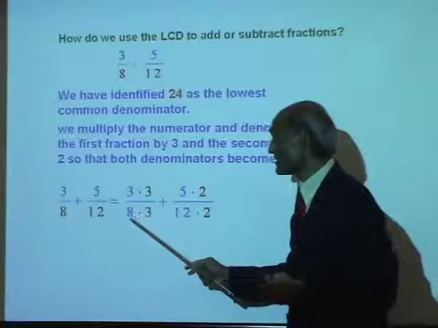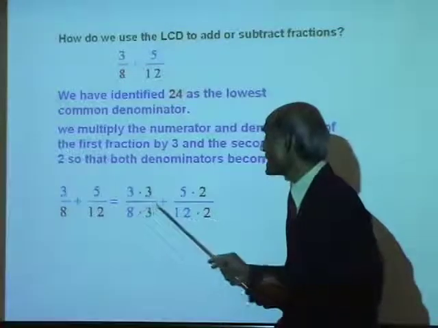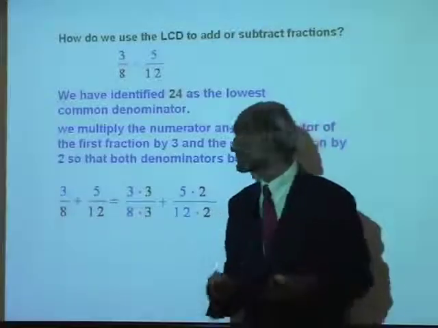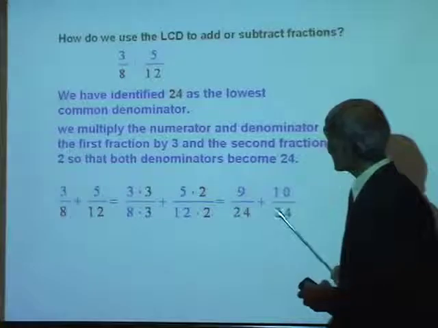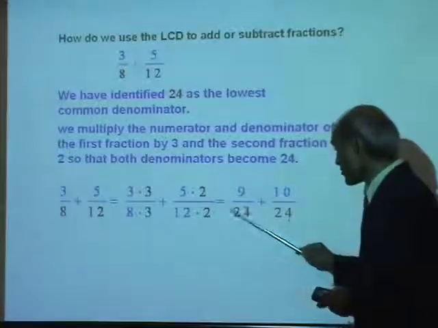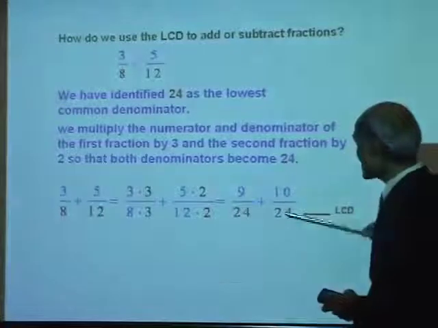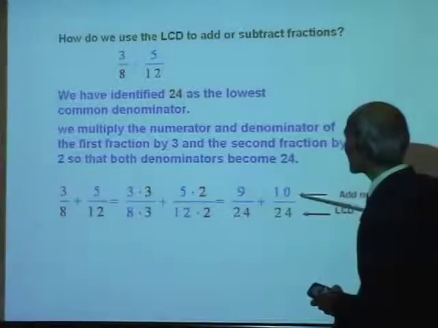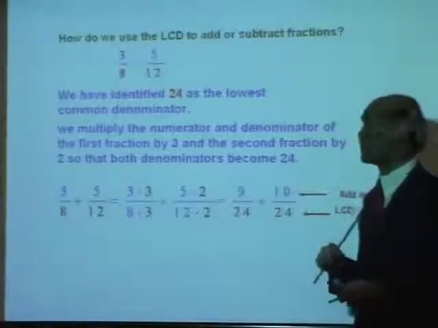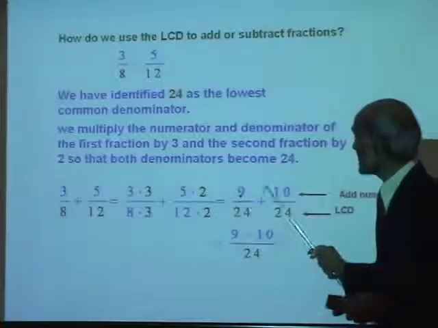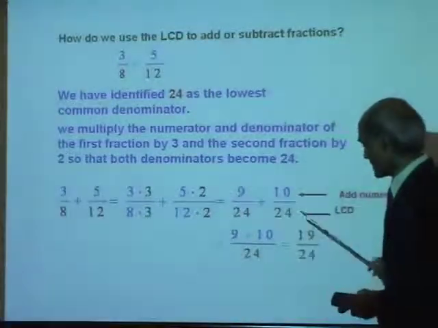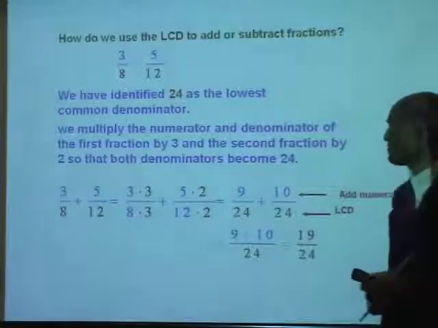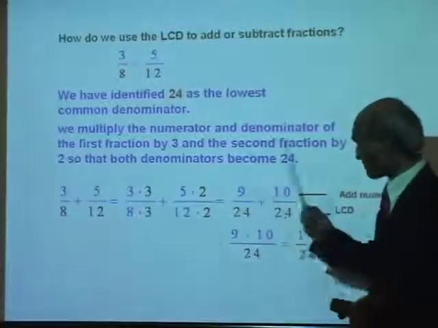What did we achieve? We achieved one thing. We made the denominators of both fractions the same. So that became 9 over 24 plus 10 over 24. We can now say 24 is the common denominator, and what we need to do is add the numerators. So what will be our result? It will be 9 plus 10 on the numerator and 24 on the denominator. That will be 19 over 24. Okay? Let's practice this with another example.